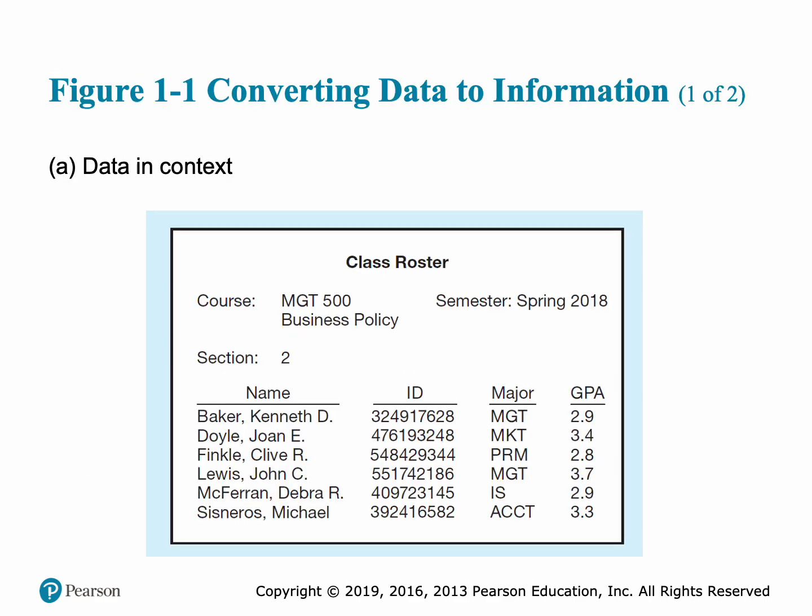So this is a class roster, converting data to information, data in context. So I'm pausing here for a moment so you can look how metadata and data looks like. Customer data in an e-commerce is another example other than the class roster.